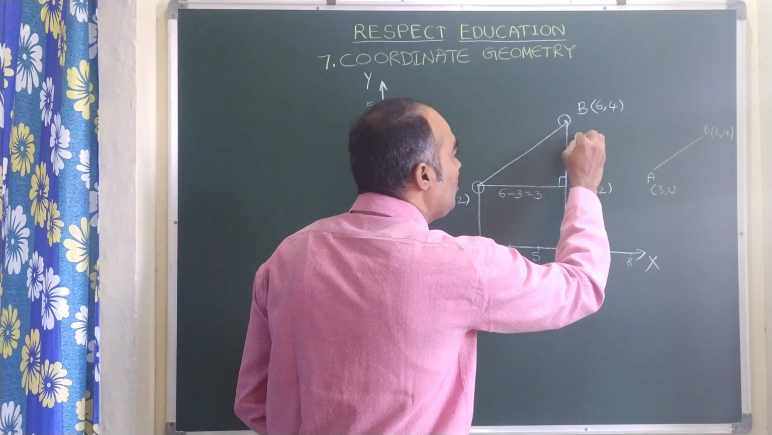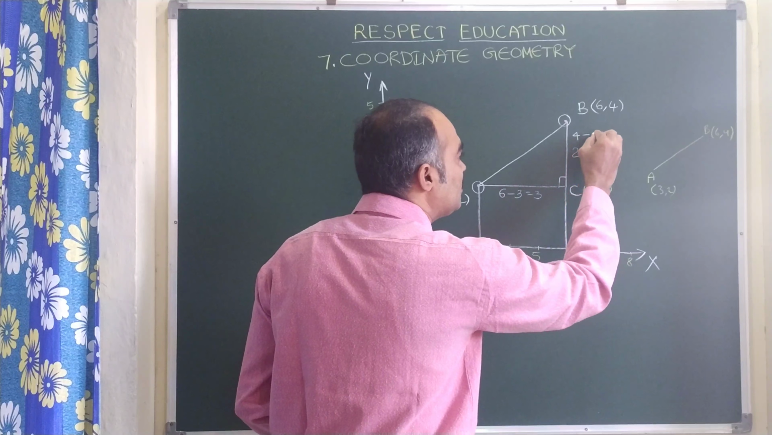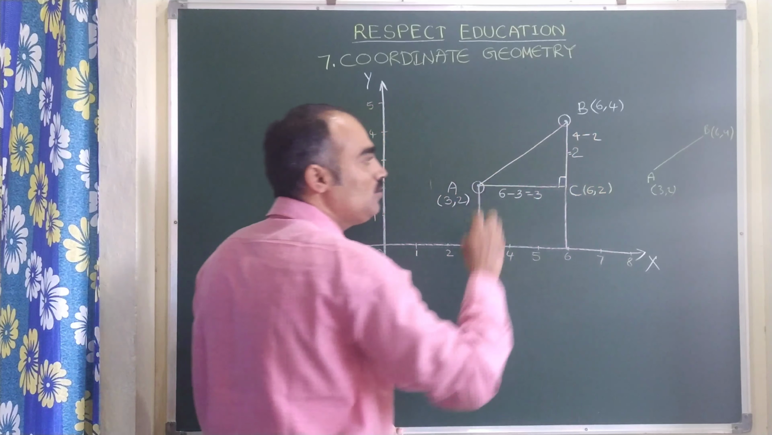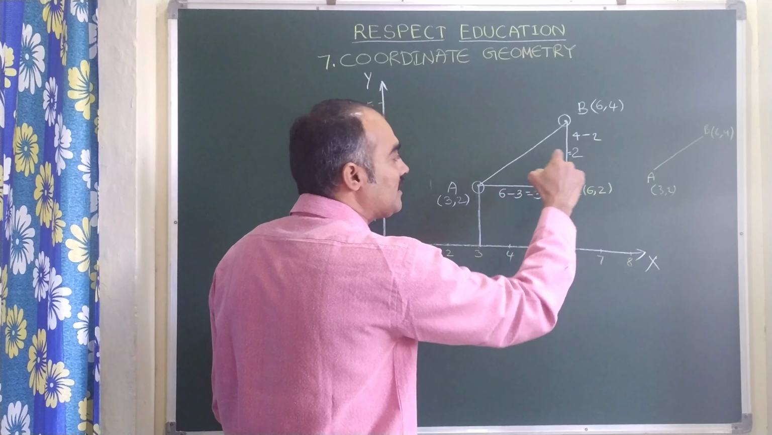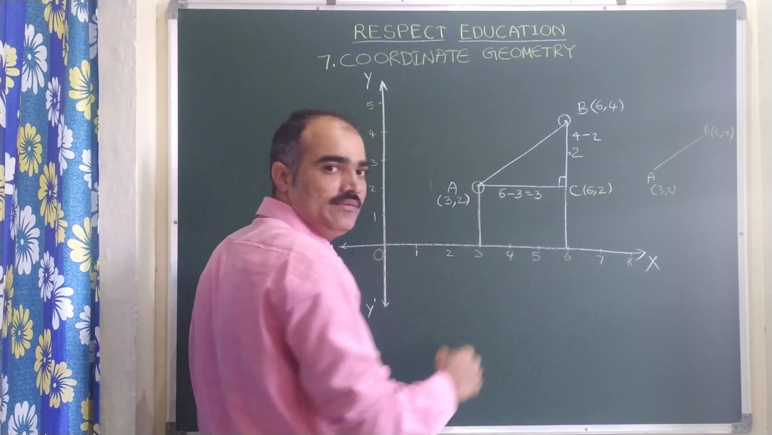OB is 4 minus this OC is 2. So 4 minus 2 is 2. Here 6 minus 3 is 3. So let us apply Pythagoras theorem for these two, for 2 and 3.